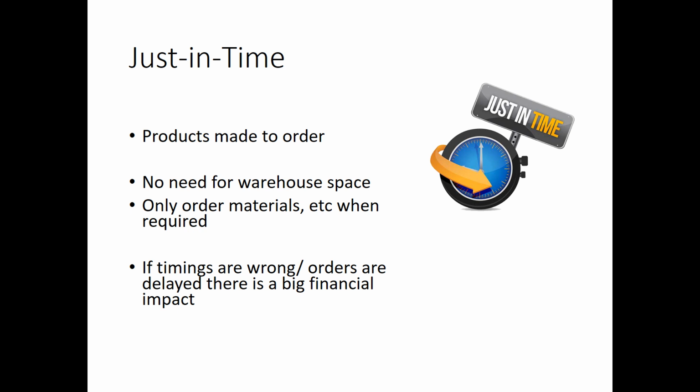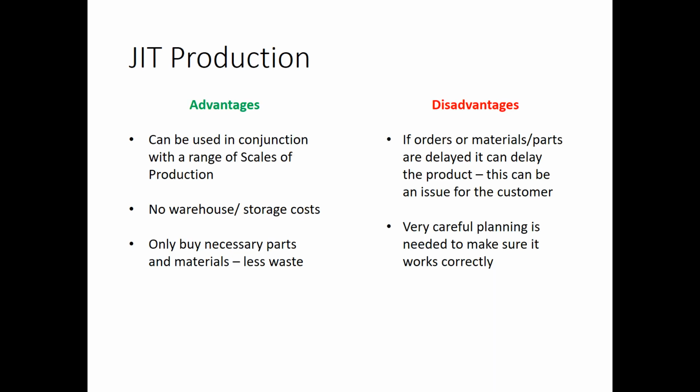They only order the materials that they need, so there's no surplus. However, if timings are wrong and orders are delayed, the financial impacts are big. Advantages of that: it can be used in conjunction with a range of scales of production, so it could be a one-off, batch, or mass. No warehouse or storage costs, and you only buy necessary parts or materials.